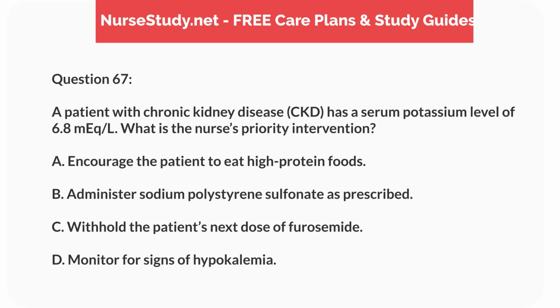Question 67. A patient with chronic kidney disease, CKD, has a serum potassium level of 6.8 milliequivalents per liter. What is the nurse's priority intervention? A. Encourage the patient to eat high-protein foods. B. Administer sodium polystyrene sulfonate as prescribed. C. Withhold the patient's next dose of furosemide. D. Monitor for signs of hypokalemia.